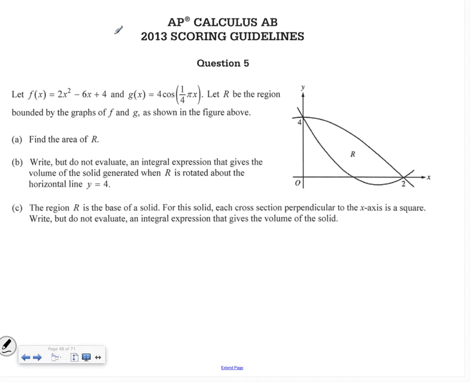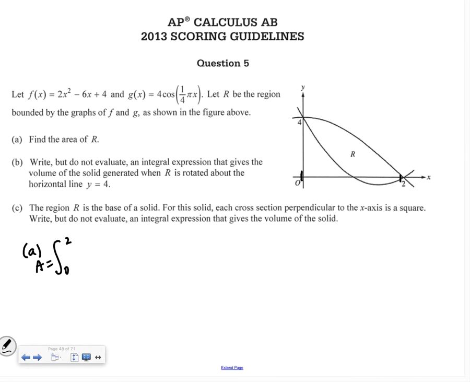All right, question number 5. So we have f of x equals 2x squared minus 6x plus 4, and g of x is equal to 4 times cosine of 1/4 pi x. Let R be the region bounded by the graphs, as shown in the figure. So find the area. So when we're finding the area, we need to know what x values we go from. And it's pretty easy to see. It goes from 0 to 2. That was very nice of them.